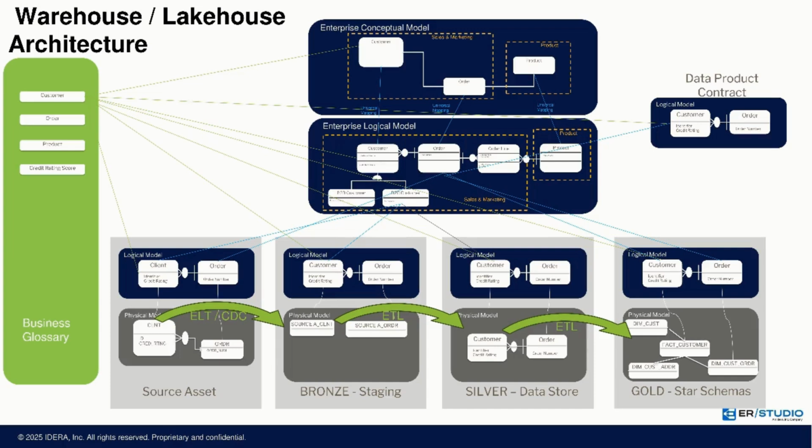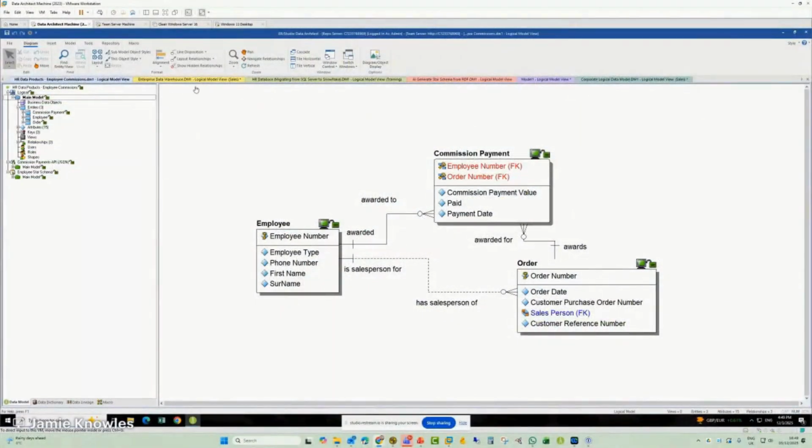And then from my silver layer, I'm going to create potentially multiple star schemas that hold that data again. But they've all got the same logical model. Let's go over into ER Studio and see how we go through that process.